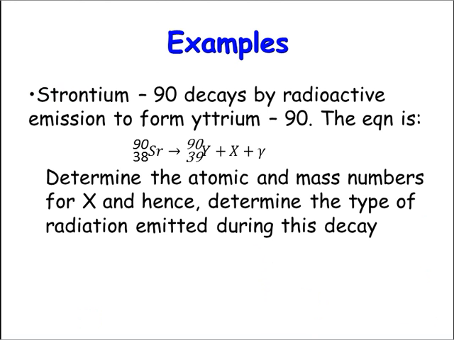So you can see here we've got an example. We've got strontium-90 decaying, and given the equation, the question is to determine what X is. So look at the atomic numbers and the mass numbers, and then based on that work out what type of decay is occurring, plus gamma radiation.